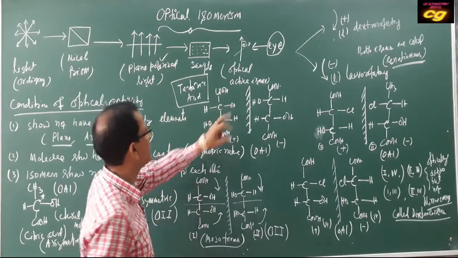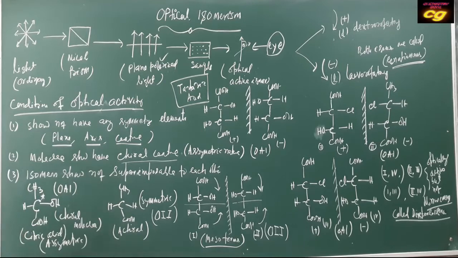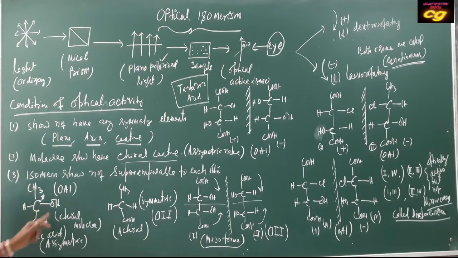This is your tartaric acid, and this is citric acid. HCHOH, CH3, COH. This is called citric acid. And this molecule is optically active because it has a chiral center. What is a chiral center? The carbon atom should be attached to different atoms and groups. Here methyl, H, OH and COH are all different. That's why it is a chiral center.